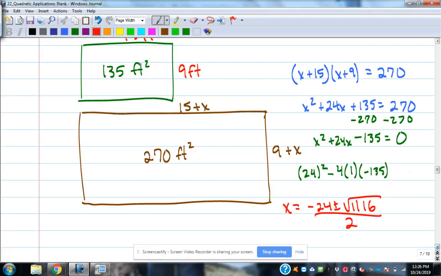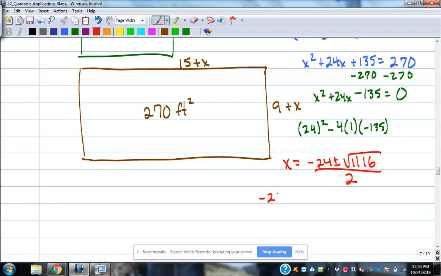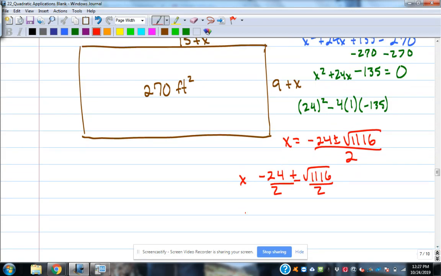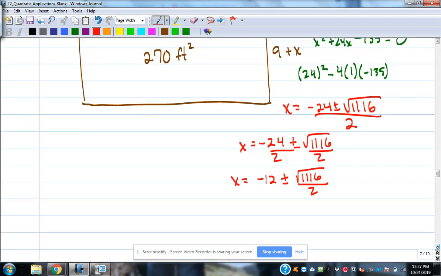Let's do the work here. So we have negative 24 plus or minus the square root of 1116, both of those divided by 2. I'm going to reduce that to be negative 12 plus or minus the square root of 1116 over 2. Those are my 2 answer possibilities. Which one of those will give me a positive answer? The negative 12 plus or the negative 12 minus?